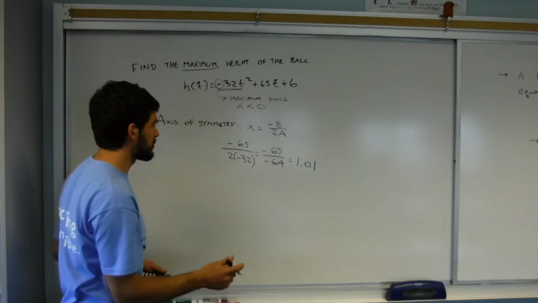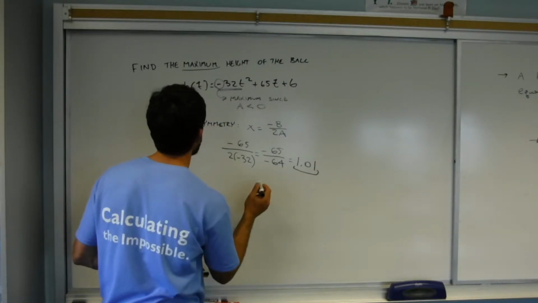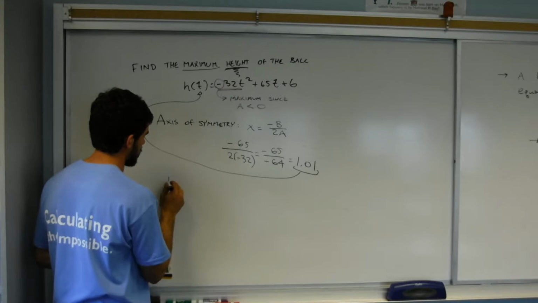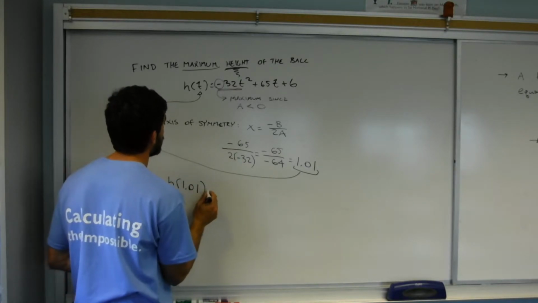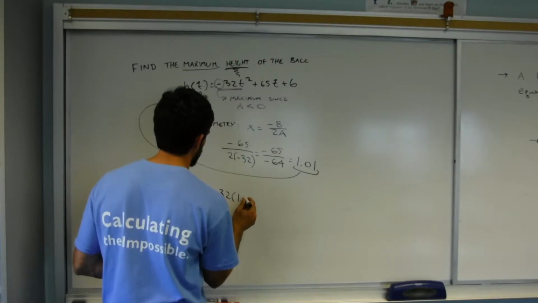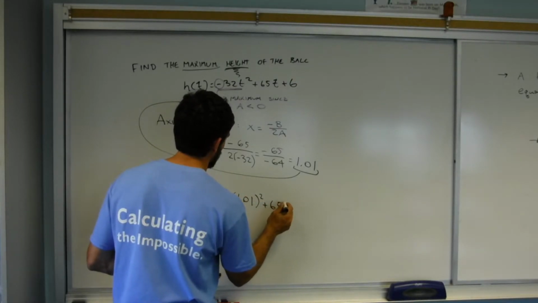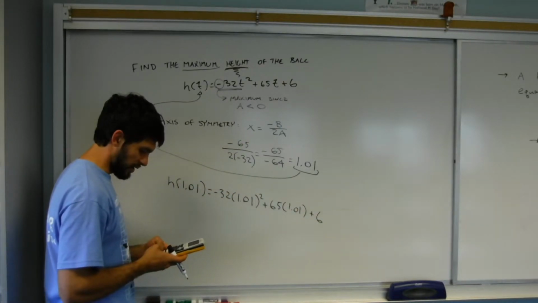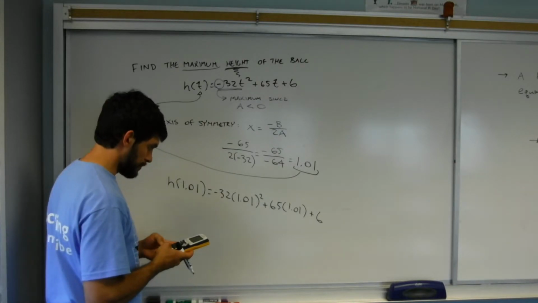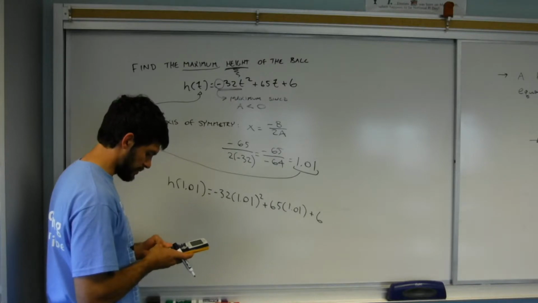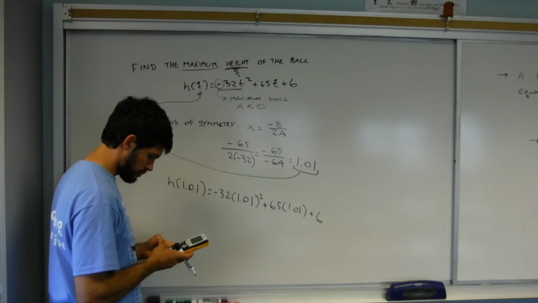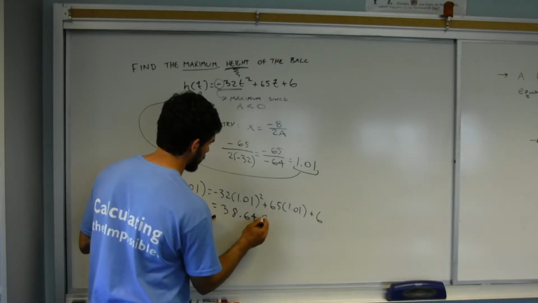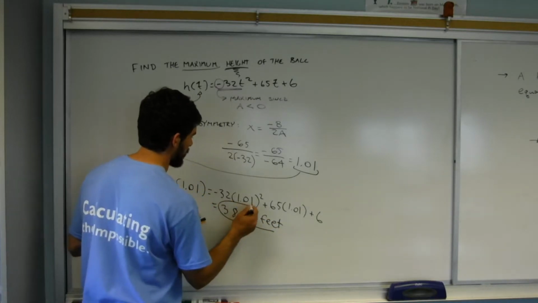Once we find our axis of symmetry, we want to plug it back into our original function, and that will give us the maximum height. So we'd say, what is h of 1.01? That's equal to negative 32 times 1.01 squared plus 65 times 1.01 plus 6. I'm going to put that into our calculator. And that is going to be equal to 38.64 feet, which is going to be our maximum height.